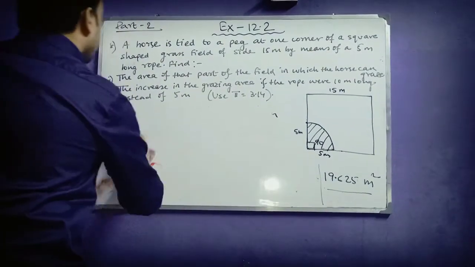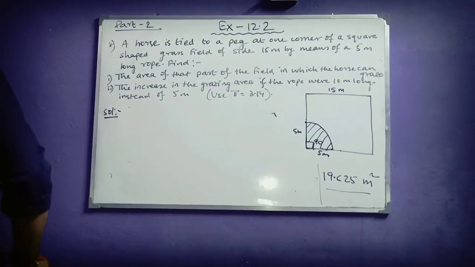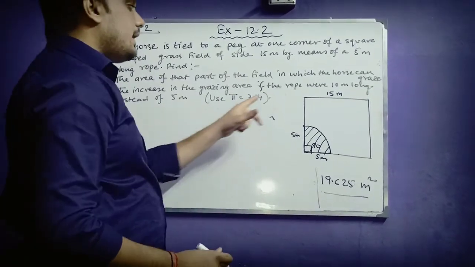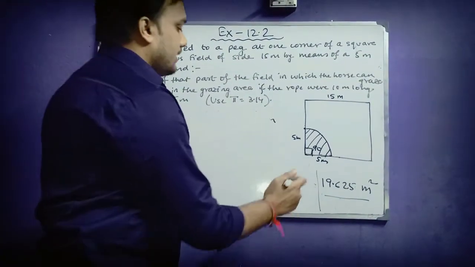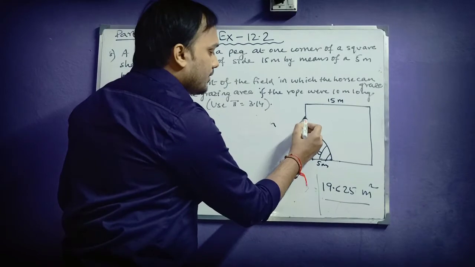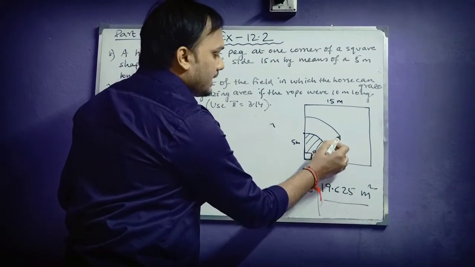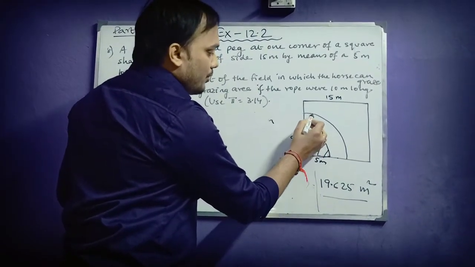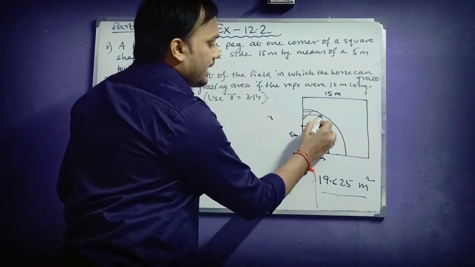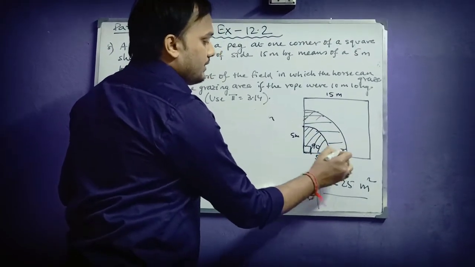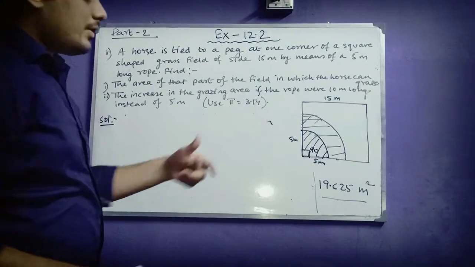Now the question is, we need to find the grazing area only, but here the length of the rope is increased by 10 meter. So if I increase the length of the rope by 10 meter, the horse can graze a little bit more area. So this will be the extra area the horse can graze. Now what will be the new area for which the horse can graze?